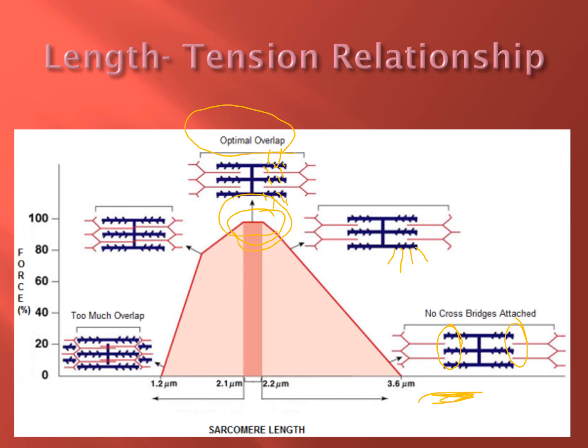Now we continue to shorten and shorten and shorten, and finally we get to a completely contracted position and there's too much overlap. Sure, those myosin heads are available to interact with actin, but everybody's already butted up next to each other in the middle. So we can't have any more interaction. We can't produce any more force because of the relationship of actin kind of running into itself.